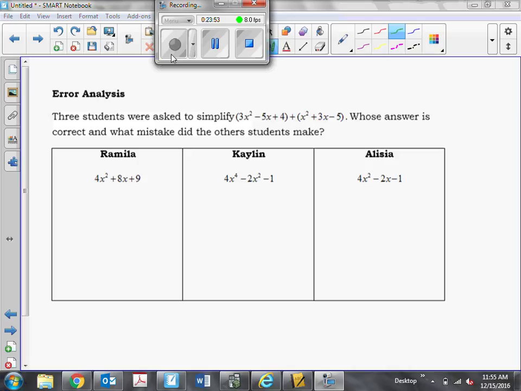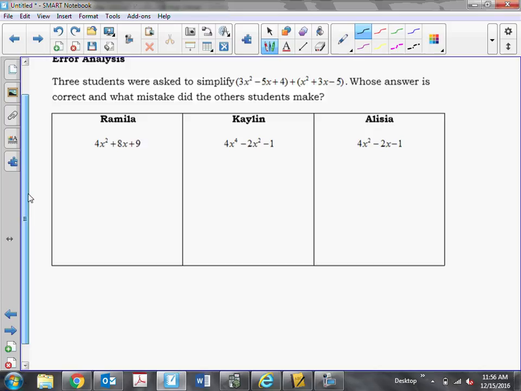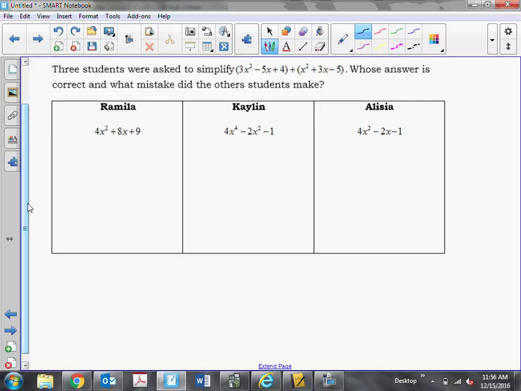We are going to end today's lesson with an error analysis. So we need to look right here at this situation. It says 3 students were asked to simplify the polynomials of 3x squared minus 5x plus 4 plus x squared plus 3x minus 5. We need to figure out whose answer is correct and what mistake the other students made. Well, first thing that I want to do is go ahead and do my own work down here underneath their work so that I can figure out who's correct. And then I can use that as a starting off point to identify who made a mistake and what their mistake was.